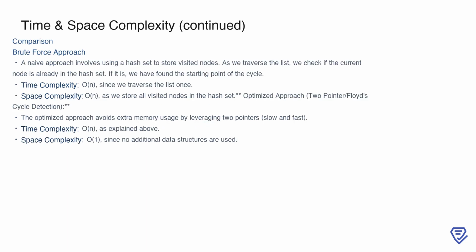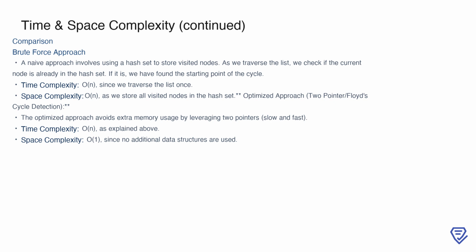When comparing this approach to a brute force method, the advantages of the optimized solution become clear. A straightforward way to detect a cycle could involve using a hash set to store all the nodes visited during the traversal. If a node is encountered that is already in the hash set, we know a cycle exists. While this method works, its space complexity is n, as we may need to store all n nodes in the hash set in the worst case. The time complexity remains n, since we still traverse the list once.